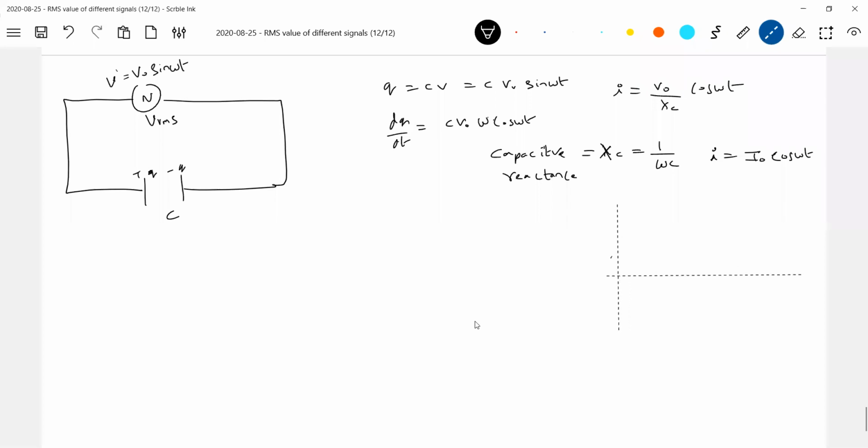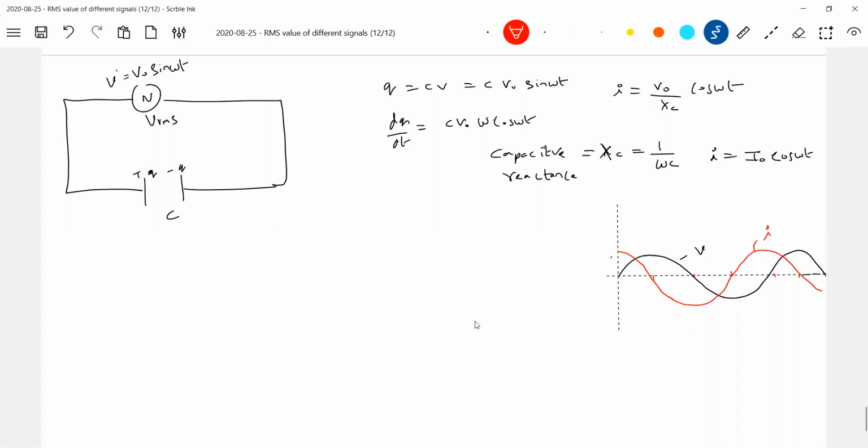Look at the current and voltage characteristics. If I plot this, this is the applied voltage. What about the current? The current is cosine. Try to see this variation. The black color is the applied voltage, and the red color is the current. Is anything happening to them? Shall I say the current leads the voltage?